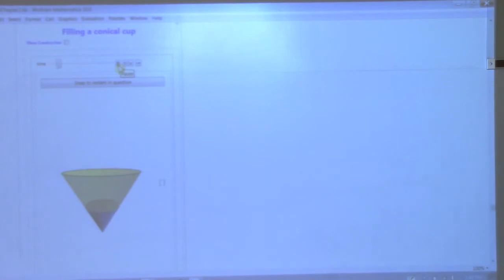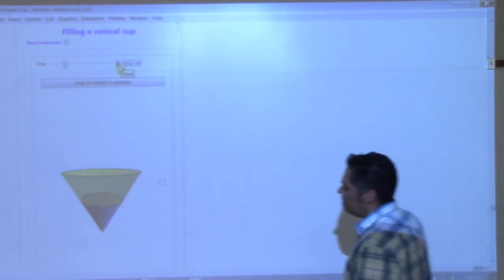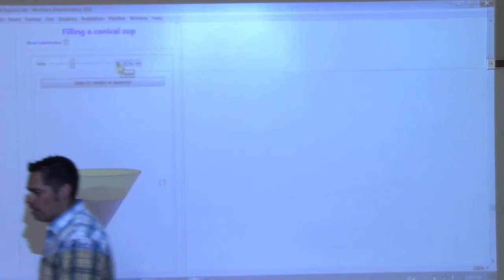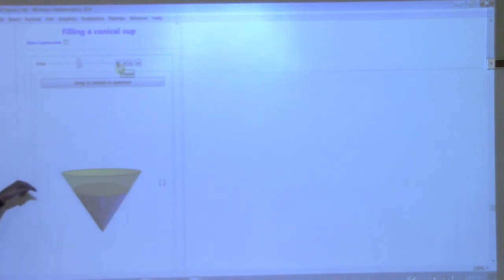So I have set up my computer to animate this by pouring in a volume at a constant rate right now, all right? And what you'll notice is what I think you probably expected, and that's in the beginning, the level rises fast, doesn't it? See how fast it's coming up? But it starts to slow down, doesn't it? Starts to slow down, slow down, slow down, because I'm pouring it at a constant rate.